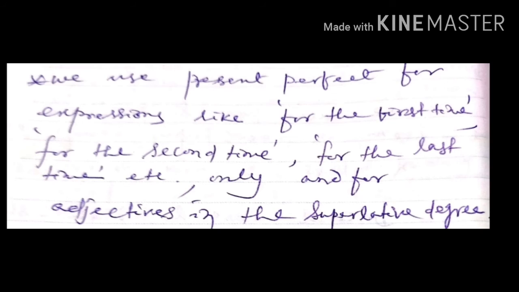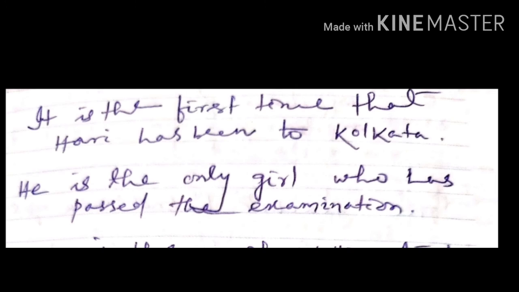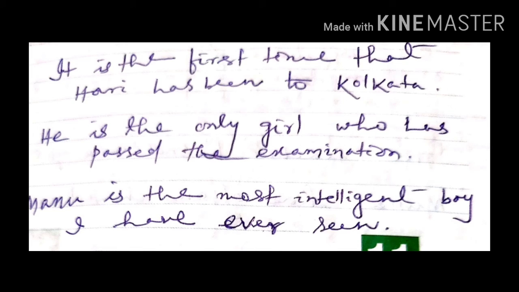We use present perfect for expressions like for the first time, for the second time, for the last time only, and for adjectives in the superlative degree. For example, it is the first time that Hari has been to Kolkata. He is the only girl who has passed the examination. Manu is the most intelligent boy I have ever seen, etc.